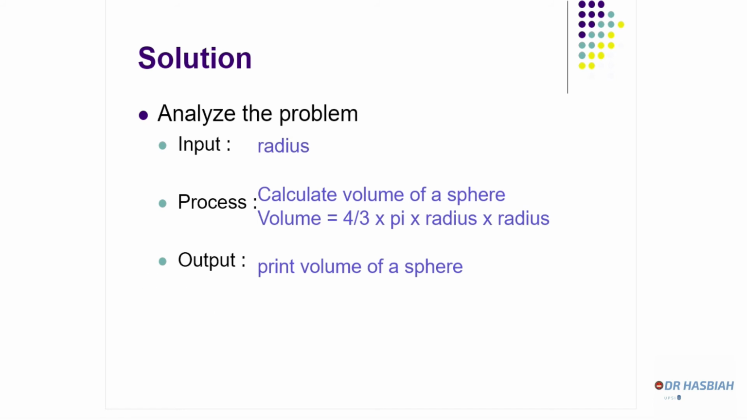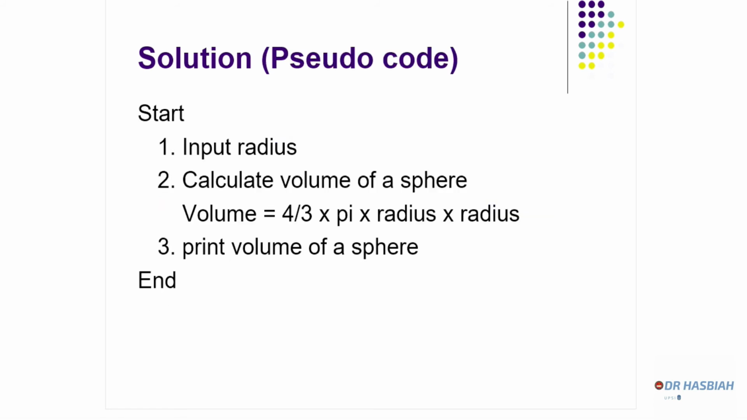After you have done the analysis, now we move to the pseudocode. The question asks us to write a pseudocode and a flowchart. So now, let's say you want to write the pseudocode first. You have to write the word start and then end. From the question, we get the clue that in order to solve this problem, you have to know what the radius of this sphere is.